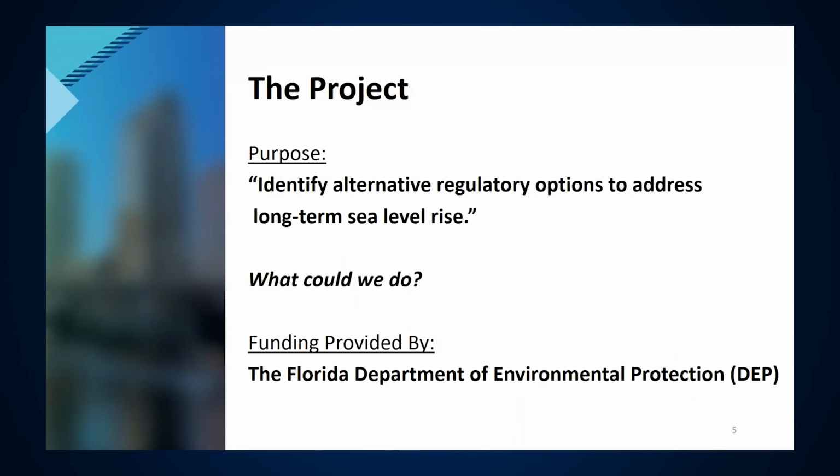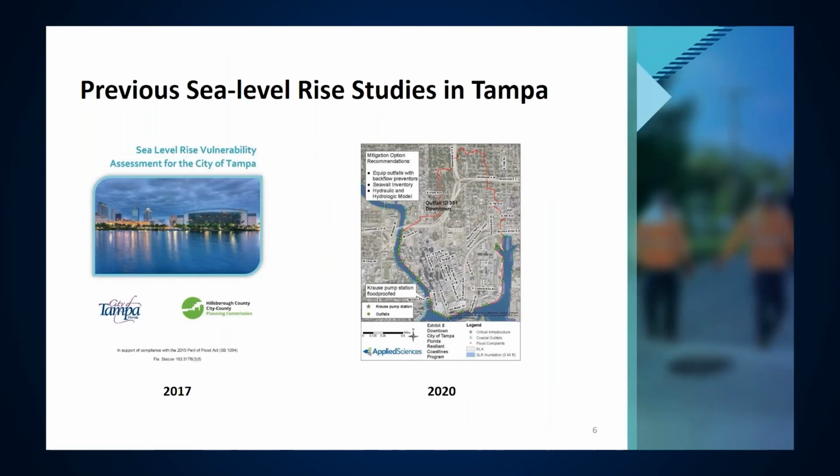So what is this project? The purpose is to identify alternative regulatory options to address long-term sea level rise. So we're focused on sea level rise, and we're focused on the policy and regulation aspect of that topic. To boil it down in a nutshell: what could we do? I'll get into the process for how we're going to be answering that question in just a moment. This project is funded by the Florida DEP, which is very nice.